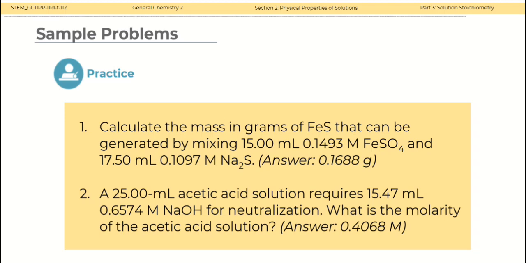Practice 1. Calculate the mass in grams of iron 2 sulfide that can be generated by mixing 15 milliliters of 0.1493 molar iron sulfate and 17.50 milliliters of 0.1097 molar sodium sulfide. 2. A 25 milliliter acetic acid solution requires 15.47 milliliters of 0.6574 molar sodium hydroxide for neutralization. What is the molarity of the acetic acid solution? Provide a solution for each problem to arrive at the given answer.